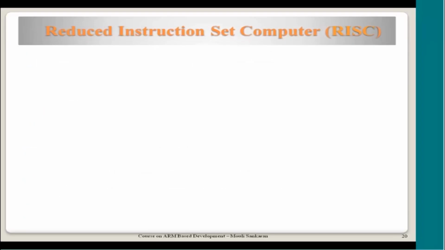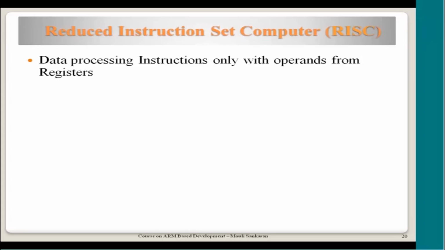Now let us talk about reduced instruction set computer. This architecture, on which ARM is also based, has data processing instructions that only support register operands. What I mean by this is that when you have an add instruction in the RISC-based system, the two operands for an add instruction need to come from two registers within the CPU. There are no add instructions or any other arithmetic or boolean instructions supported in a RISC-based system where one operand could come from a register and another operand could come from a memory.